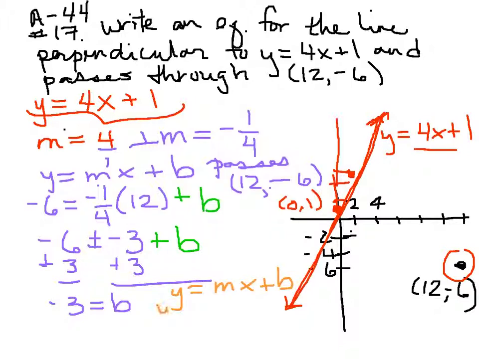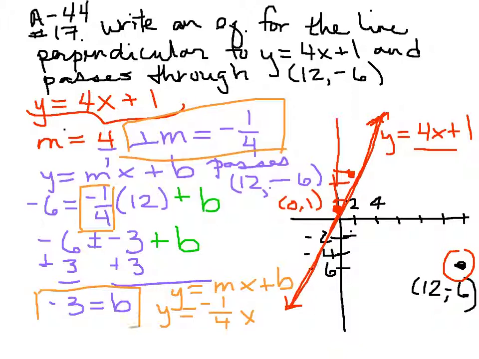So let's do one last thing, and we're going to say y is equal to mx plus b. Well, we know y, and we know our slope here is -1/4. Our perpendicular slope is -1/4 x, and then our b is -3. And that's the final equation right there, of the line that passes through this point and is perpendicular.